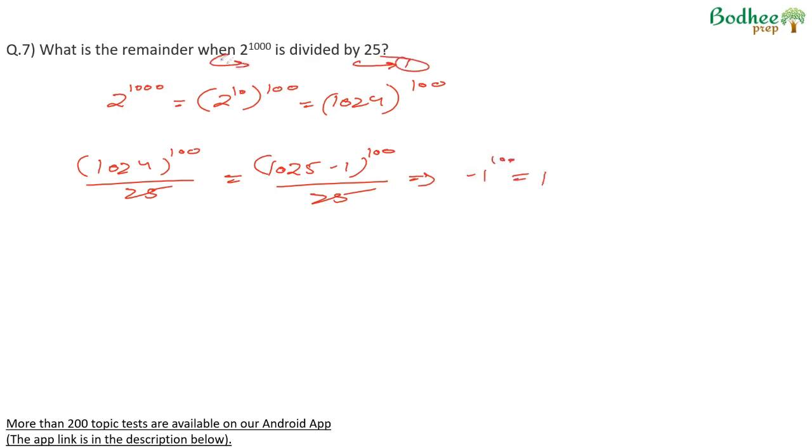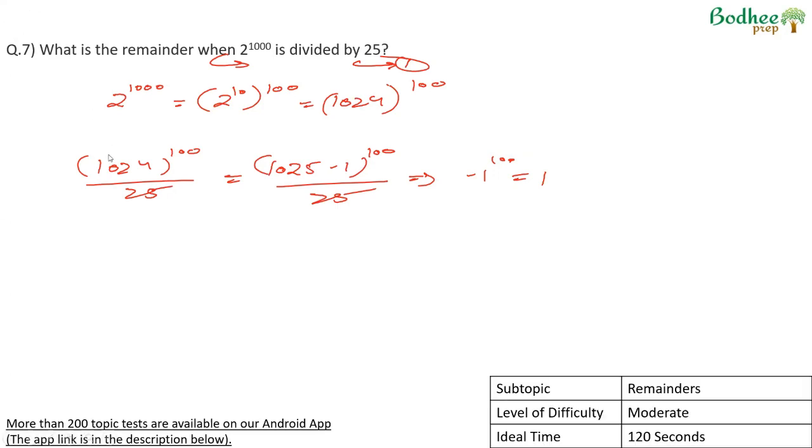We can also look at the last two digits of 2 raised to power 1000, which will come out to 76. The multiple of 25 before 76 is 75. So from there also we can get the remainder 1. But in either case, I think it is an easy question, at max moderate, and should be done within the 2 minute timeline.